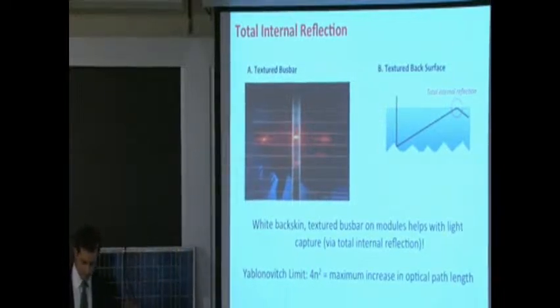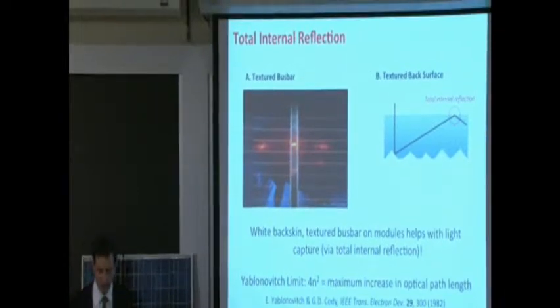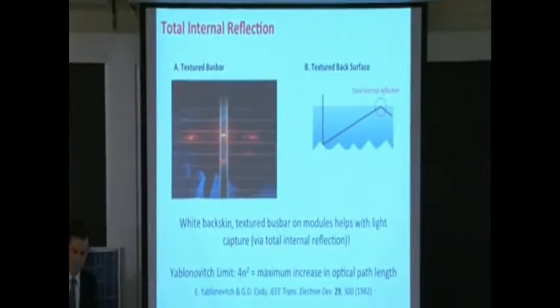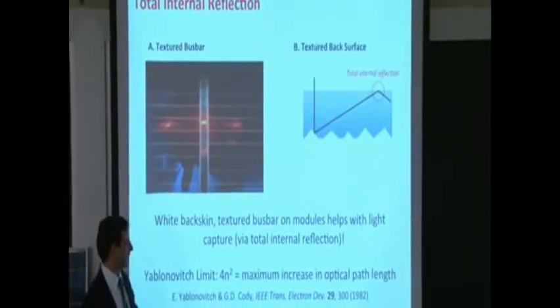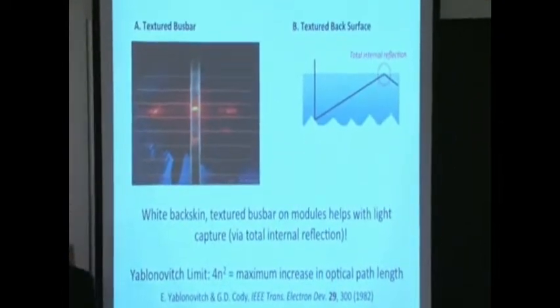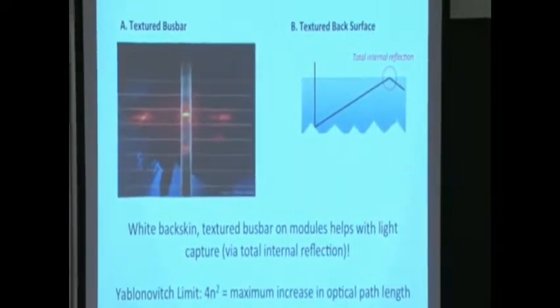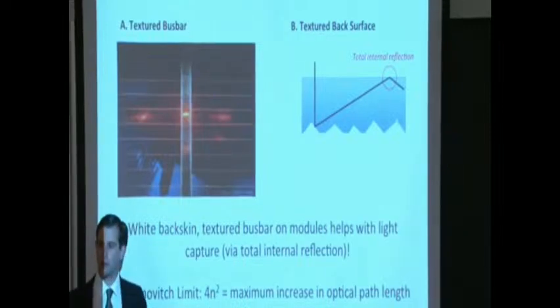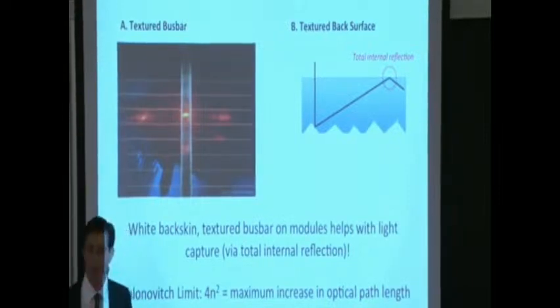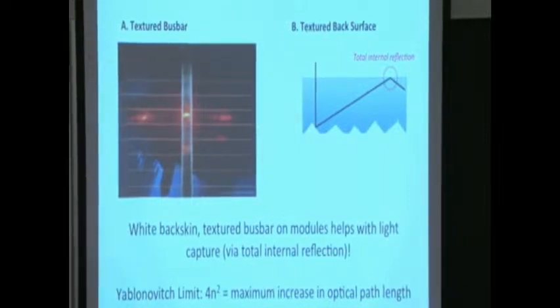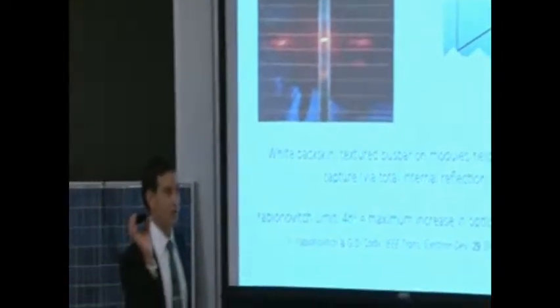He derived, after a long series of calculations, an expression for the maximum increase of the optical path length due to surface texturing, which was 4n squared. And that Yablonovitch limit, to this day, is a pretty good litmus test for the ability of a material to trap light. So if you have silicon, for instance, with a refractive index of, let's say in the infrared, somewhere around 3.6, your Yablonovitch limit is around 50, which means that you can increase the optical path length by a factor of 50 relative to the thickness of your material.